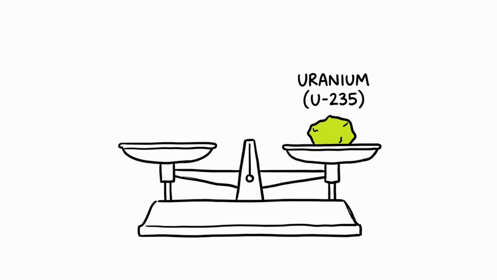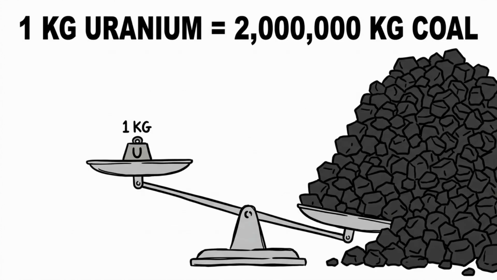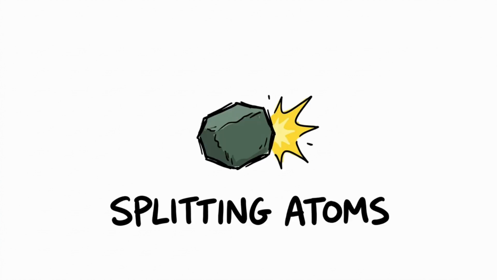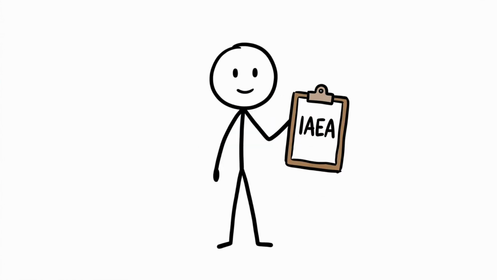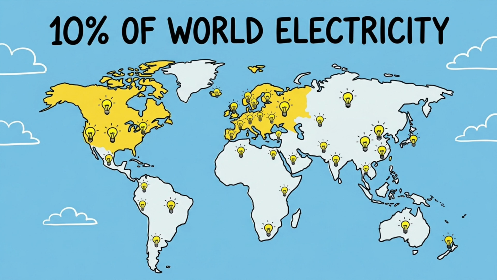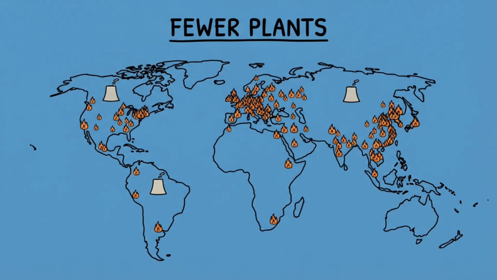What makes nuclear energy so efficient comes down to raw numbers. 1 kilogram of uranium can produce roughly as much energy as 2 million kilograms of coal. That's the power of splitting atoms instead of burning molecules. It's part of why, according to the International Atomic Energy Agency, nuclear power currently supplies about 10% of the world's electricity, despite relatively few plants operating worldwide compared to fossil fuel stations.